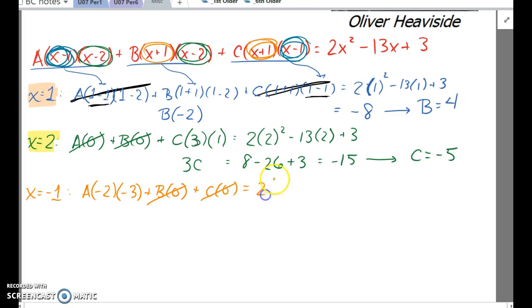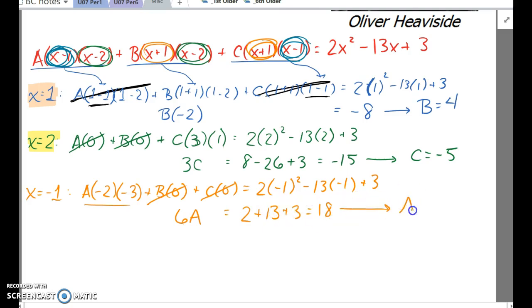The right-hand side, 2 times negative 1 squared minus 13 times negative 1 plus 3. So here I am left with the left side, very simple, 6a, so simple, you might do it wrong, 6a, and then the right-hand side, 2 plus 13 plus 3, 18. 6a equals 18, so a equals 3.